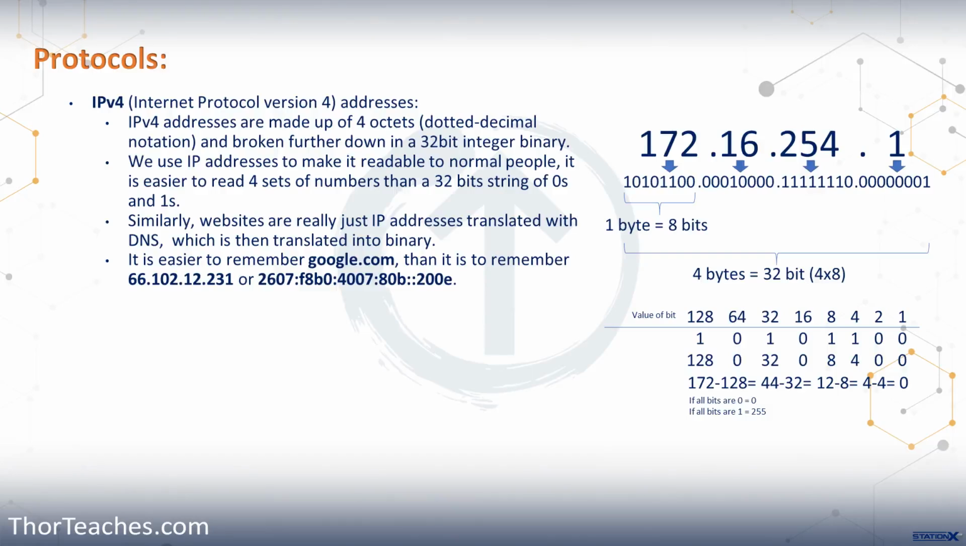And just like we use the dotted decimal so it's much easier for us to read than the 32-bit integer, we do something similar for websites. It is much easier to remember google.com or thorteachers.com than it would be to remember 66.102.12.231 or even worse, the IPv6 version of that. You just go into your browser, you type in google.com, and then your computer goes out and asks, what is the actual address of this website? And depending on if you use IPv6 or IPv4, you get one of those replies back, or any of the multitude of IP addresses that Google uses.